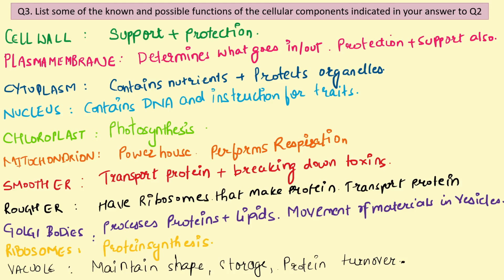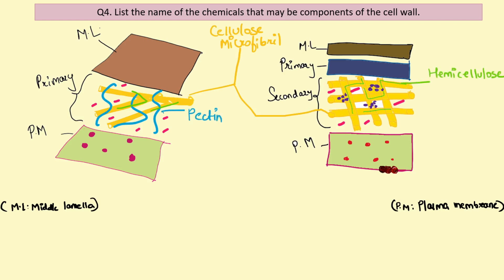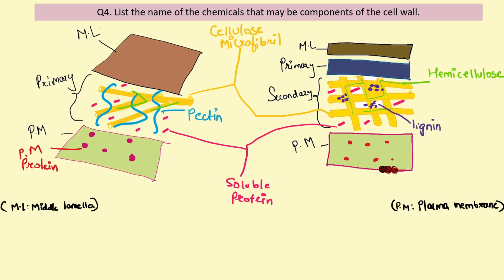Now let us solve the next question. Question number 4. List the name of chemicals that may be components of the cell wall. Now cell wall consists of primary cell wall, secondary cell wall, middle lamella, plasmodesmata and pits. The chief structural component of cell wall is cellulose. It's a polysaccharide. Then there is hemicellulose, then pectin, lignin, there are soluble proteins, there are plasma membrane proteins and cellulose synthase.